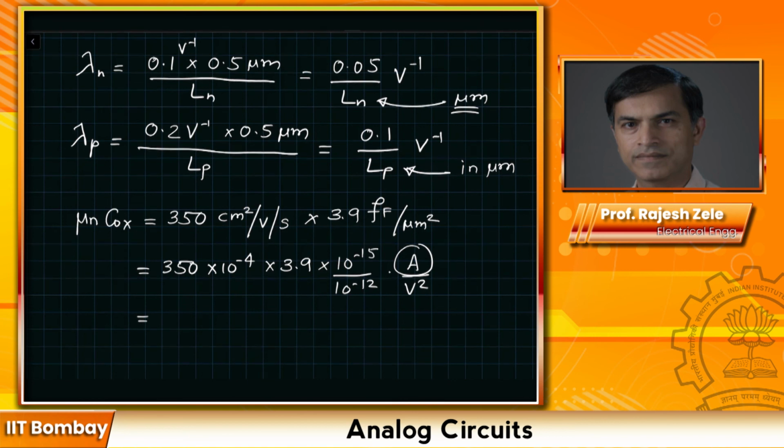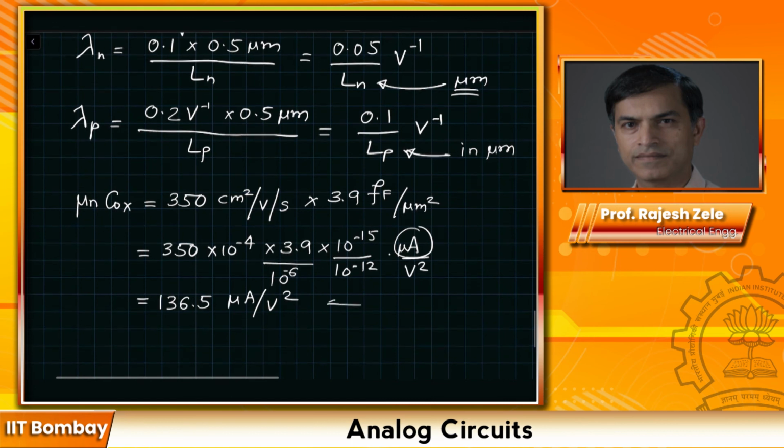Since amps is not very useful, our favorite unit is microamps for doing design on a chip. So we will reformulate this, dividing by 10 to the power minus 6, and we call it microamps. And this is going to come out to be equal to 136.5 microamps per volt square.